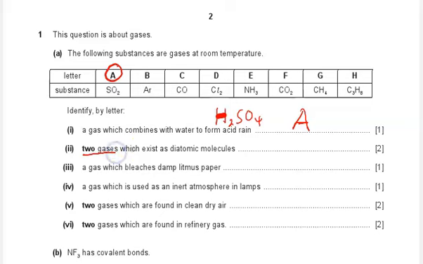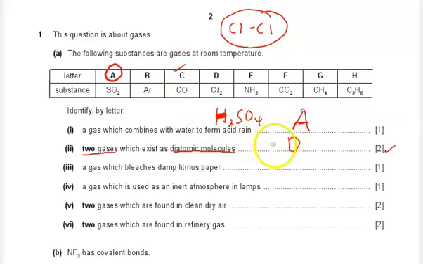Two gases which exist as diatomic molecules. Diatomic molecules means something like chlorine, which is Cl2, and we call it a diatomic molecule. So this is 2 marks, and here must be D, and the other one should be C. This is diatomic molecules, C and D.